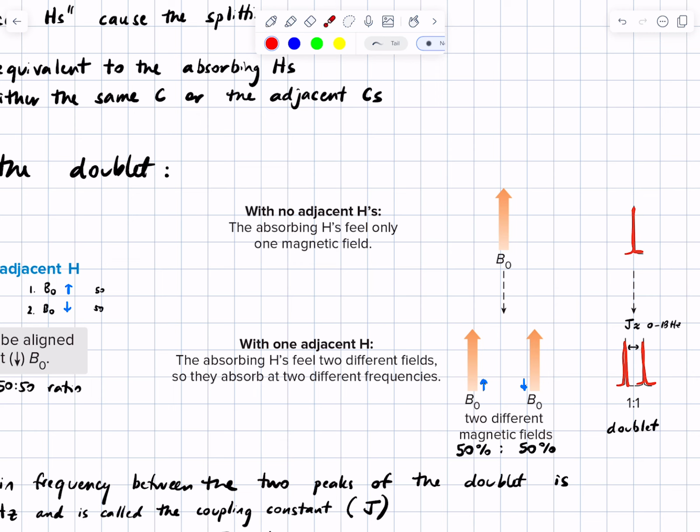So here is the peak for the red proton, and it's split into a 1-to-1 doublet. The 1-to-1 ratio is determined by the fact that you have two different situations with equal probability. 50% of the time, the red protons are going to see that their adjacent proton is aligned with the magnetic field, and 50% of the time, they're going to see that their adjacent proton's magnetic moment is aligned against the external magnetic field. And so you see this splitting pattern called a doublet. It's a 1-to-1 doublet. That 1-to-1 ratio has to do with the probability issues we just talked about.